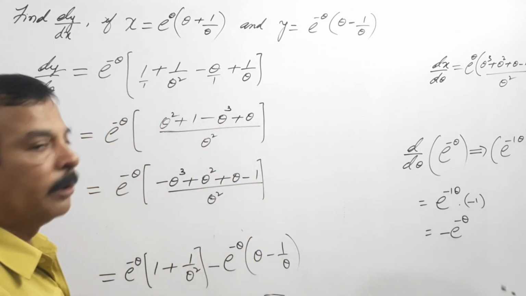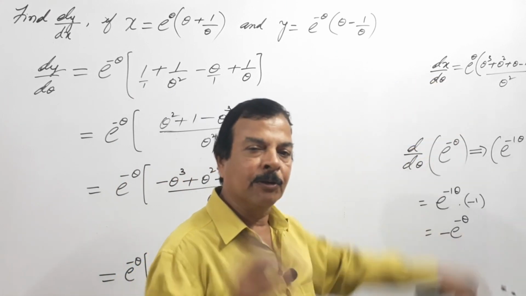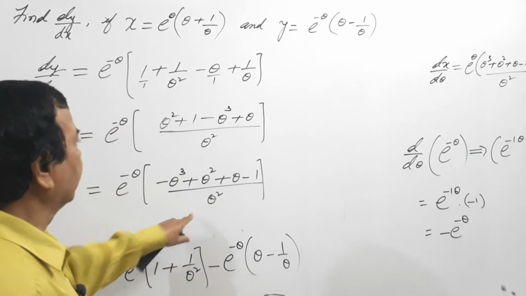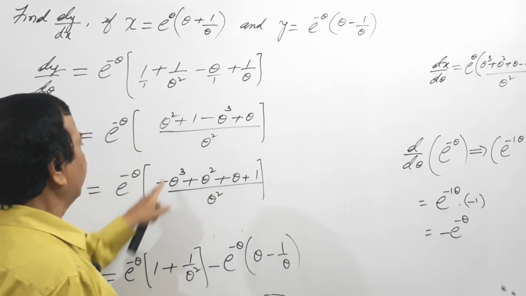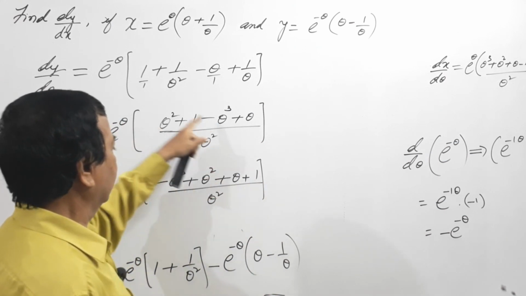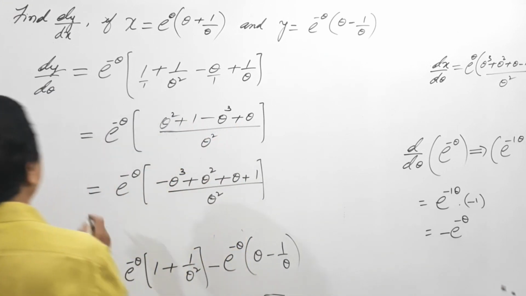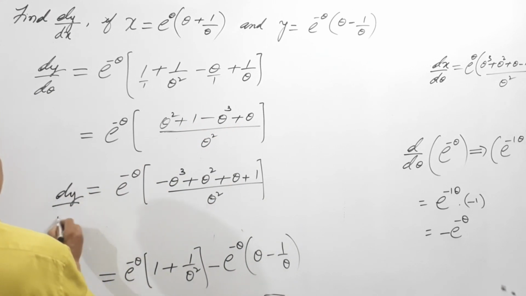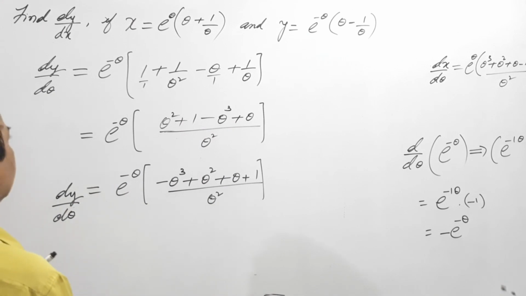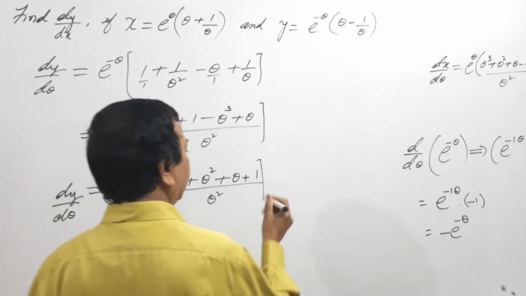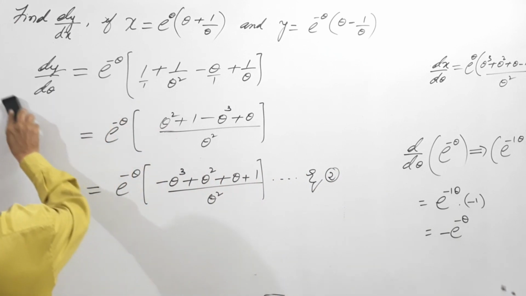See, somehow we missed it. If you were in front of me, you would tell me theta square is missing, but now I am correcting it, no problem. So this theta square, this is plus 1, so minus theta cube plus theta square plus theta and plus 1. So this is our dy by d theta. So note this is our equation 2.